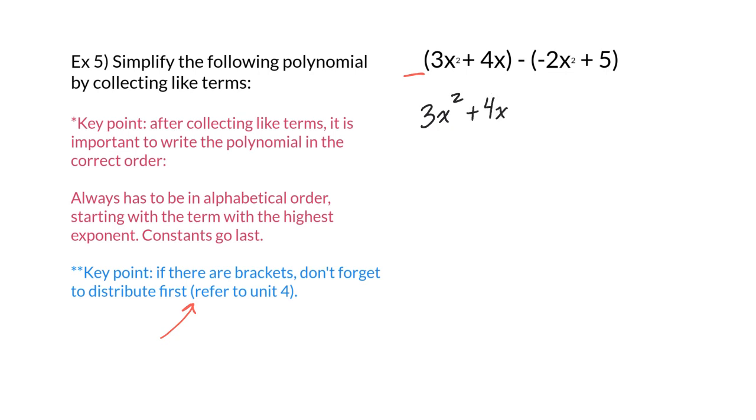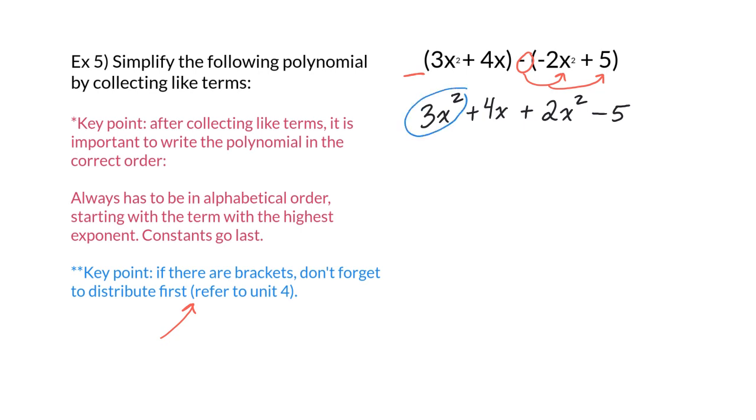In front of the second set of brackets, I have a negative. I need to distribute this negative in order to get rid of the second set of brackets. Negative times negative 2x squared is going to give me a positive 2x squared. Negative times a positive 5 is going to give me a negative 5. Now that I have gotten rid of my brackets, so I've distributed, I then go on to collecting like terms.